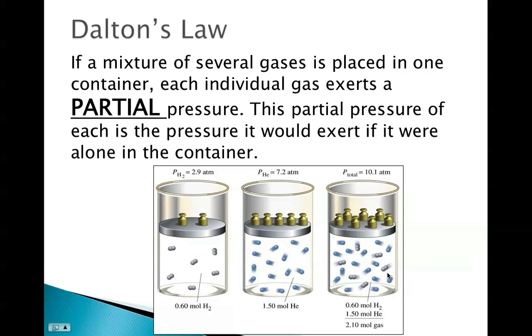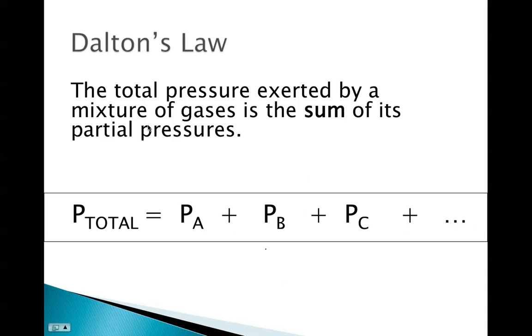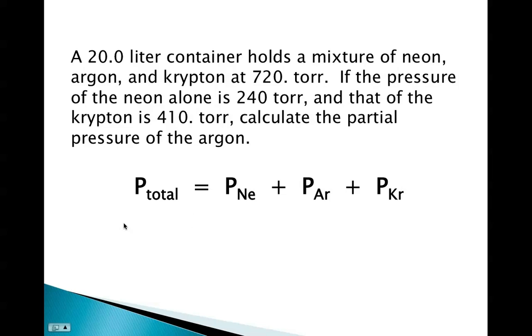So if we have a mixture of, let's say, hydrogen and helium gases, and they have a total pressure of 2.1 moles of gas, that's their combined pressure. So if we were to take out the hydrogen gas by itself, and we got 0.6, and then helium by itself, 1.5. Again, those add up to 2.1. So we have a very simple, straightforward formula for this: the total pressure exerted by the mixture of gases is the sum of its partial pressures. So gas A plus gas B plus gas C, and so on, is going to equal our total pressure.